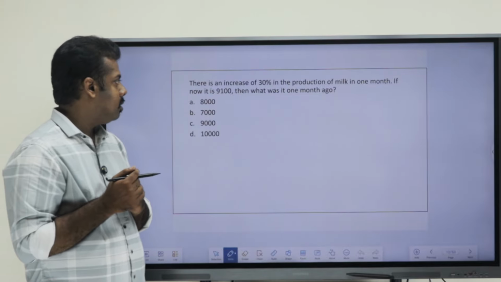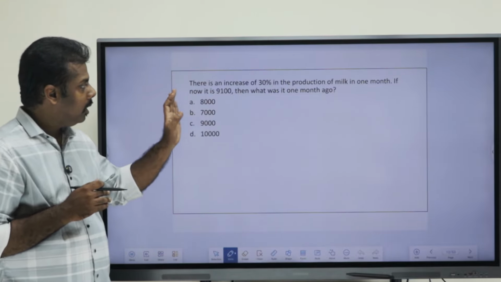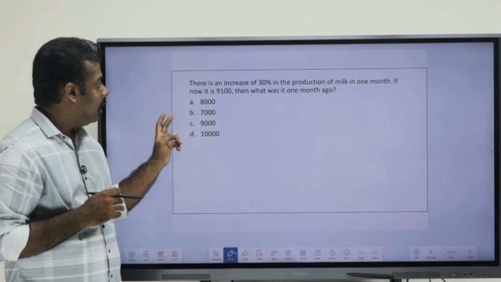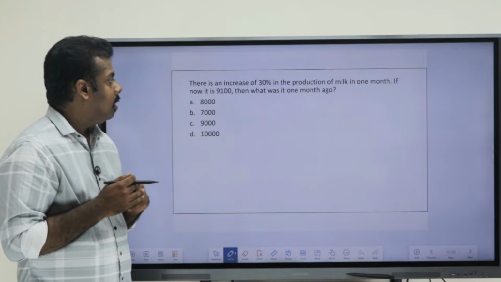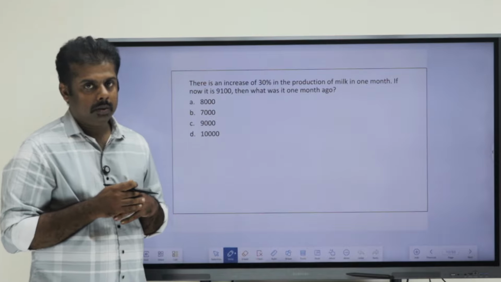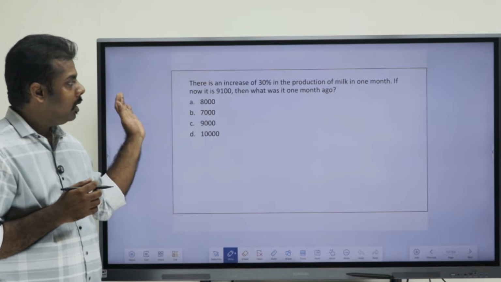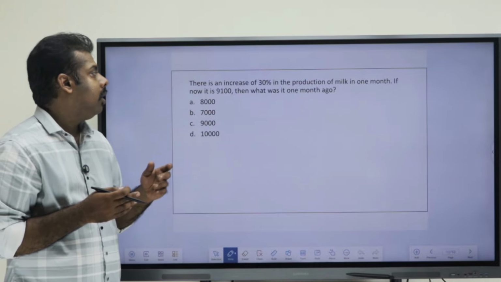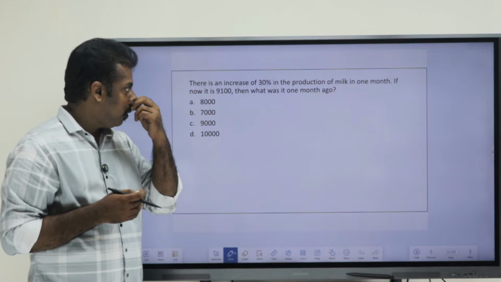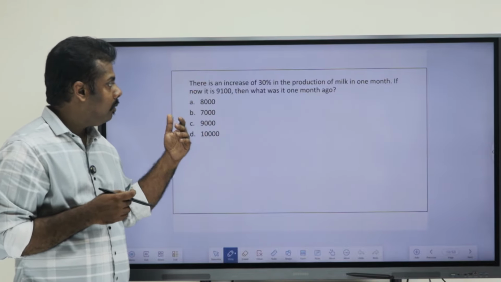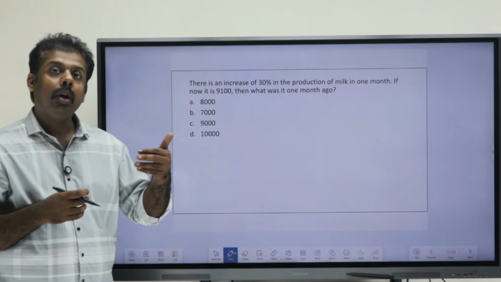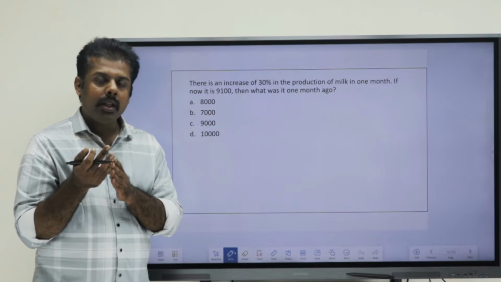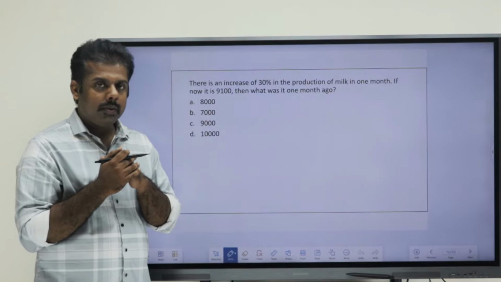Okay. So, the next question, what they have said here, there is an increase of 30% in the production of milk in 1 month. Okay. Now, if now it is 9100, then what was it 1 month ago? Okay. So, what they have told is that there was an increase of 30%. So, production had increased by 30% in 1 month. So, they have given the present production as 9100. So, we have to find what it was 1 month ago. Okay. So, as we know, they have compared it with basically last month. Okay. So, same process we can use here.